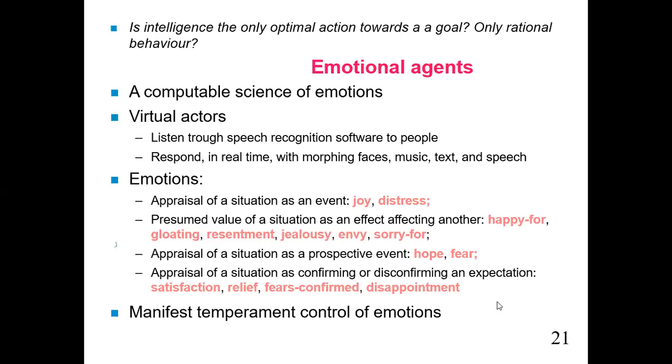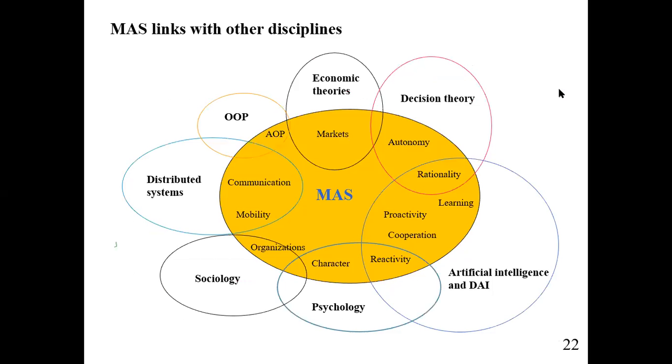And then they manifest the temperament control of emotion, meaning that the agents can control the emotions. So this is what we call an emotional agent.